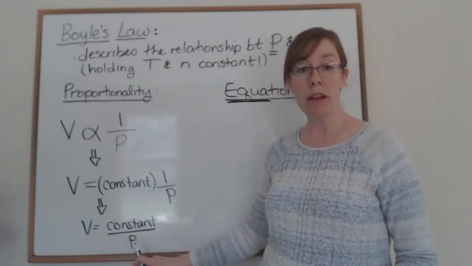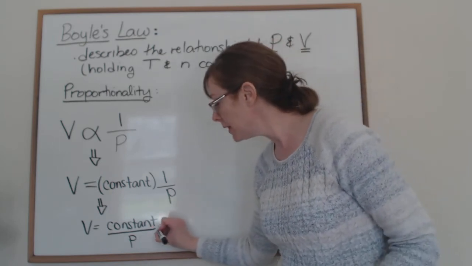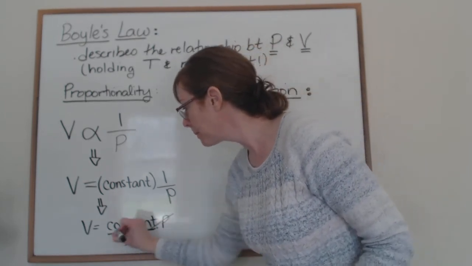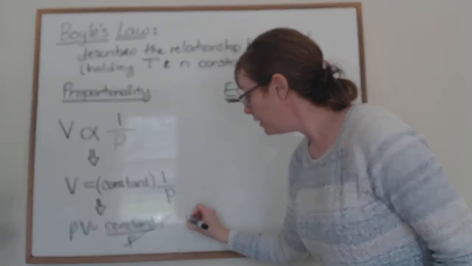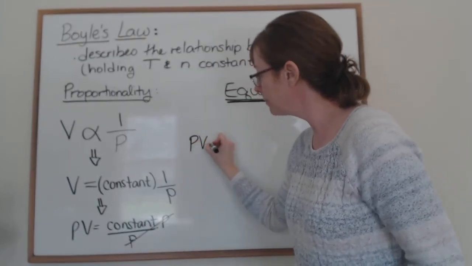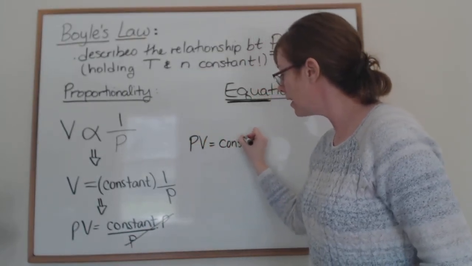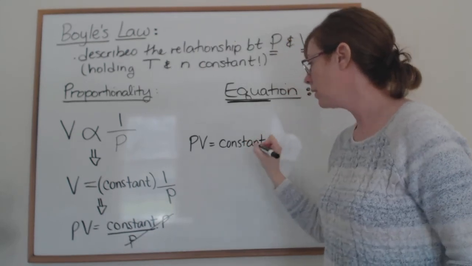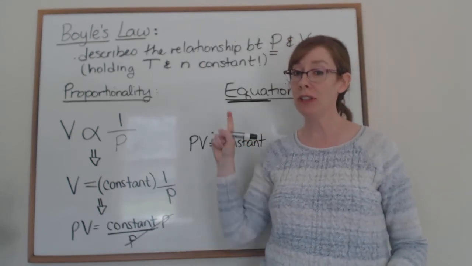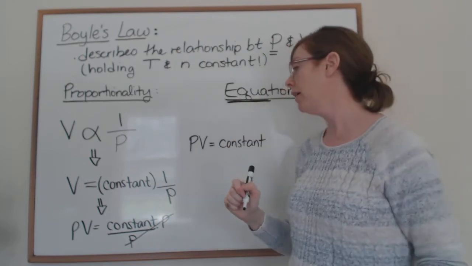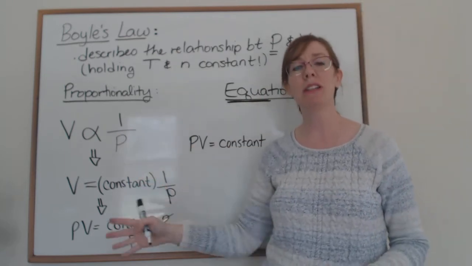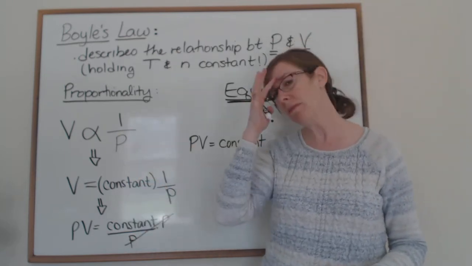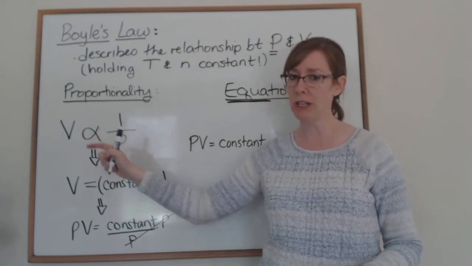Now let me do another mathematical rearrangement. Let me times both sides by P. And then you will see that PV has to equal a constant. All right, and here we're getting closer to the equation that's famous for Boyle's Law. And you're not going to have to do this on the exam. I just want you to understand where the equation comes from, that it's just really a reflection of the proportionality.